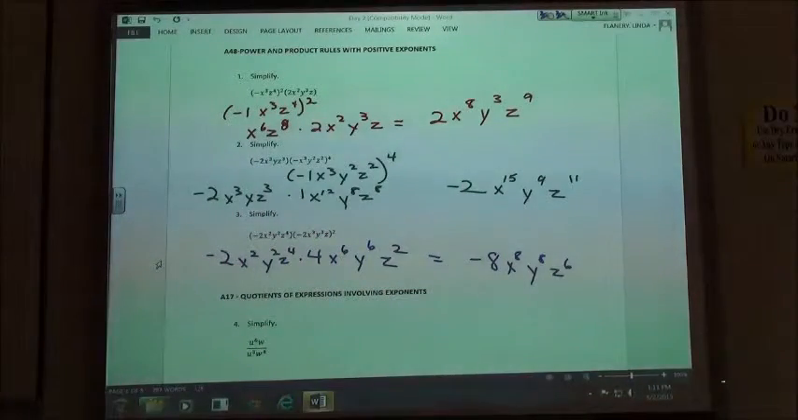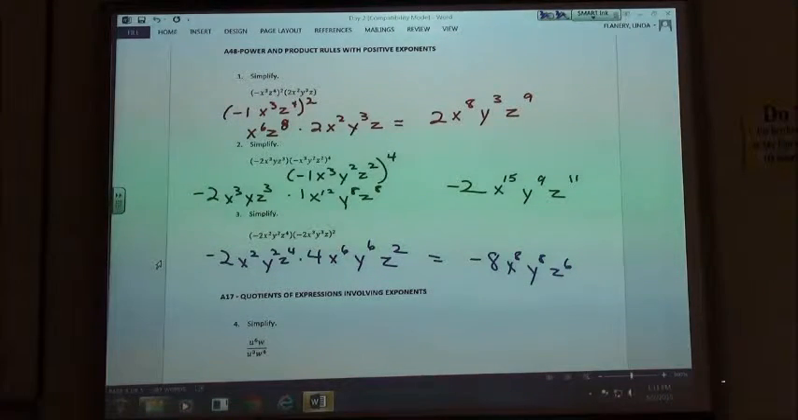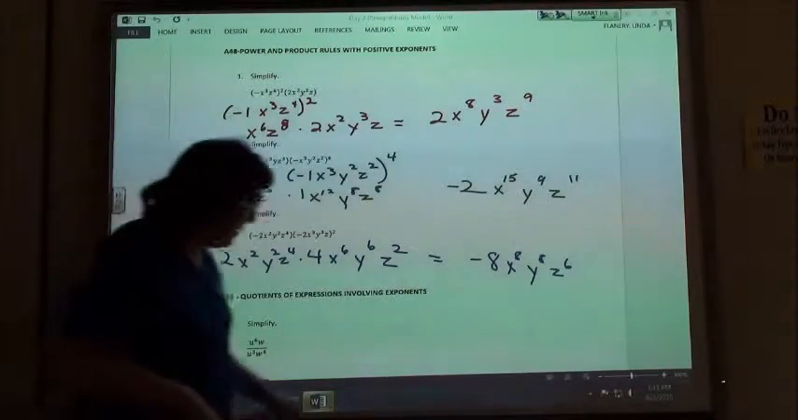All right. So just watch that one, that negative is there. That's probably the most common mistake I see people do, is when it's an even exponent on the outside that they forget to make that positive.